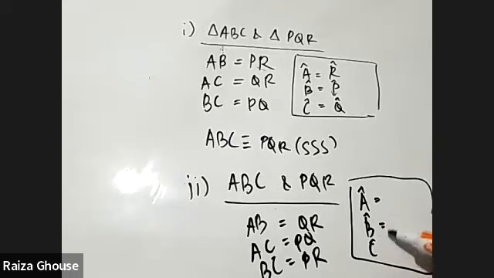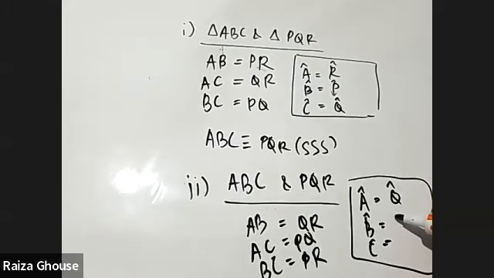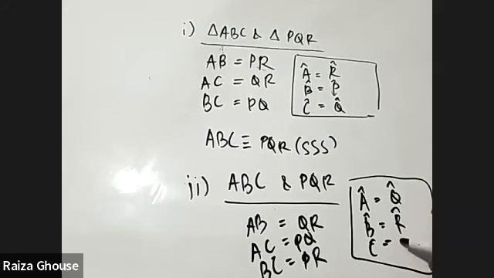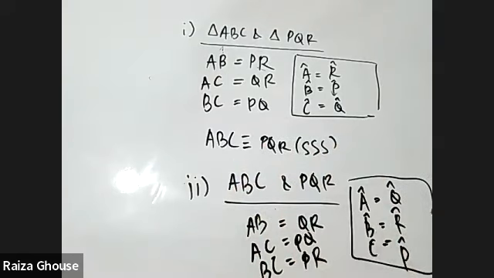A angle is equal to which one? Q. Yeah, very good. B angle? R. C angle is P. So you should write down triangle ABC congruent to triangle PQR under the case of SSS. Please write it down. Roman number three, I already discussed.